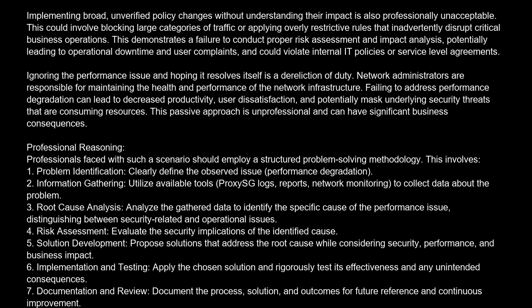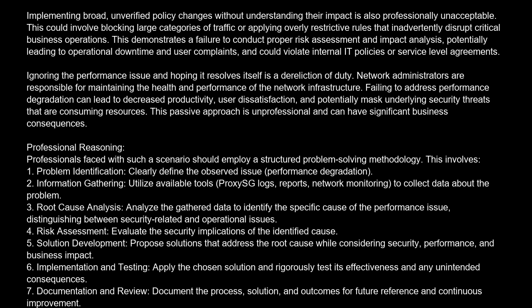Professional reasoning. Professionals faced with such a scenario should employ a structured problem-solving methodology. This involves: 1. Problem identification. Clearly define the observed issue, performance degradation. 2. Information gathering. Utilize available tools, ProxySG logs, reports, network monitoring, to collect data about the problem. 3. Root cause analysis. Analyze the gathered data to identify the specific cause of the performance issue, distinguishing between security-related and operational issues. 4. Risk assessment.